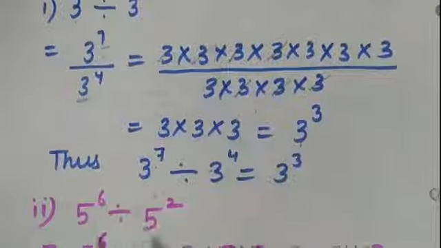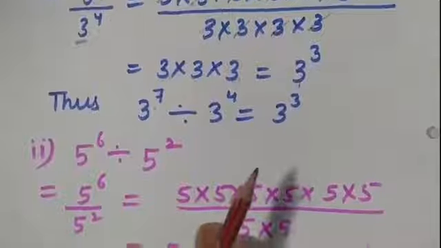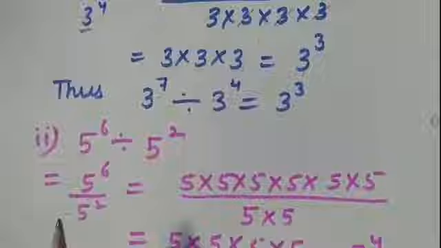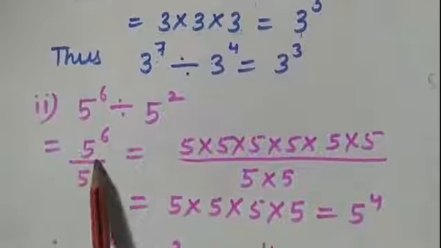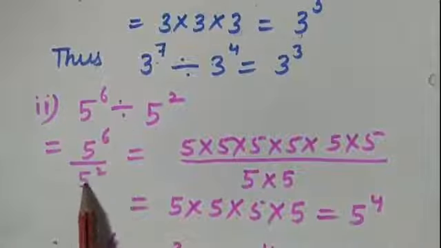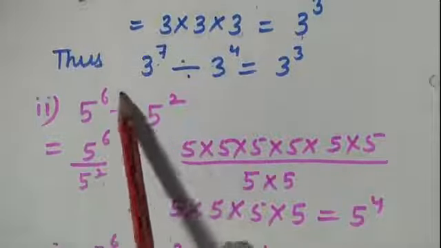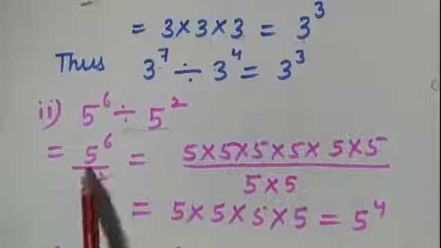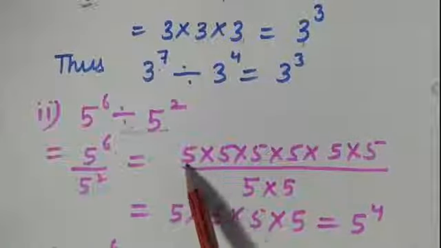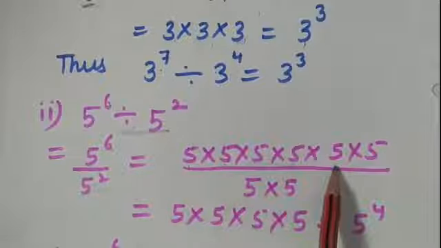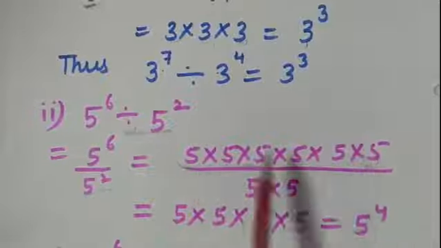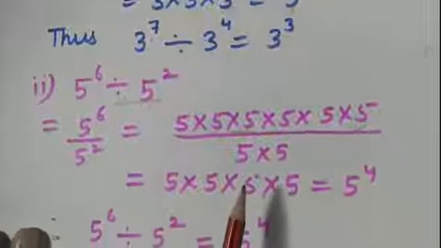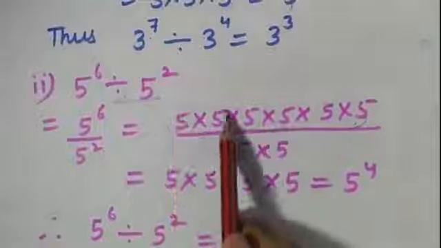Okay, now consider one more example. 5 to the power 6 divided by 5 to the power 2. So this can be written as 5 raised to the power 6 divided by 5 raised to the power 2, because this is the division. Now expand this. 5 to the power 6 can be written as 5 into 5 into 5 into 5 into 5 into 5. This 5 is being multiplied 6 times, and this 5 to the power 2 can be written as 5 into 5. Now these two 5s get cancelled with these two.